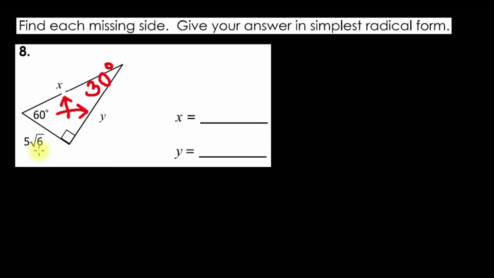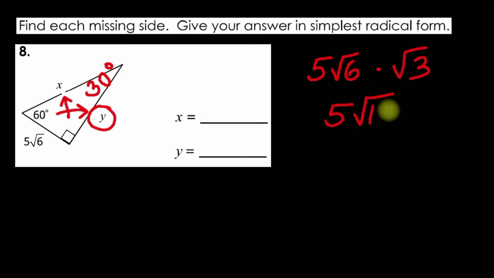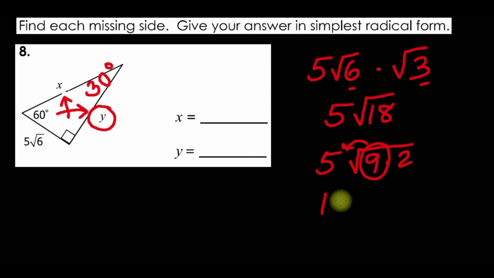So 5 times square root of 6 is going to be the shortest side. To come up with y, which is the longer leg, you would have to multiply that by square root of 3. So we're going to have 5 square root of 6 times square root of 3, and that's going to be 5 square root of 18, because 6 times 3 is 18. Then simplify square root of 18 using 9 times 2. Square root of 9 is 3, so 5 times 3 gives you 15 square root of 2. So this side right here is 15 square root of 2. That's your y.